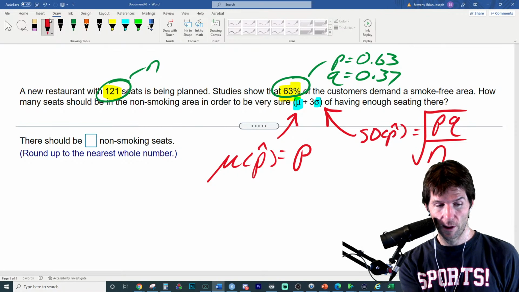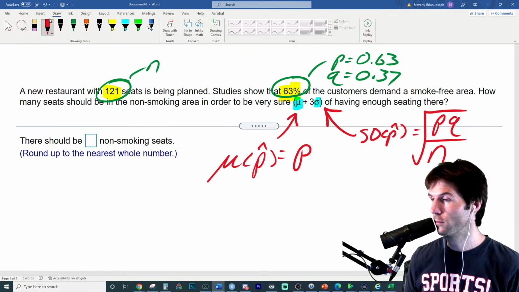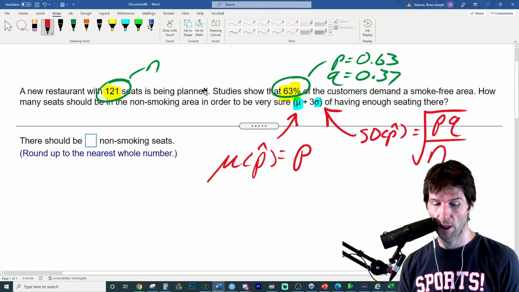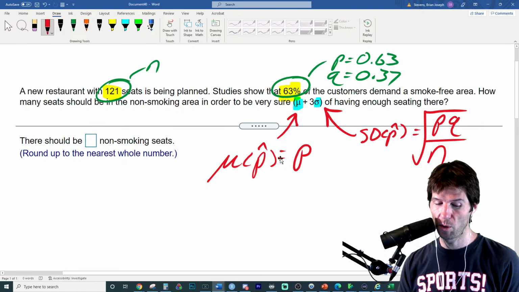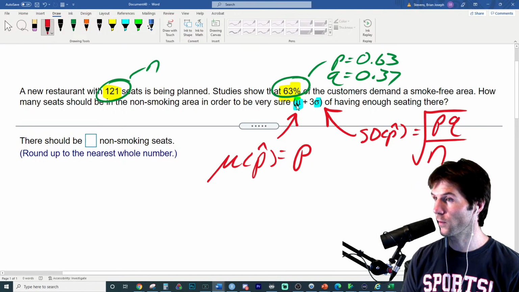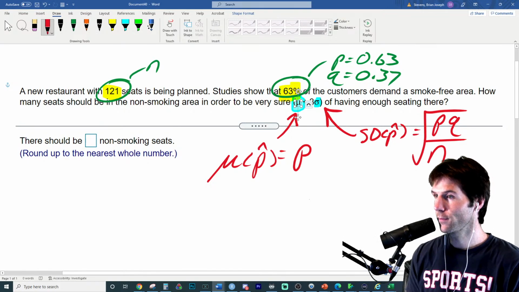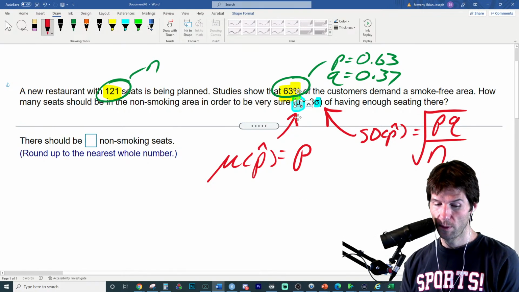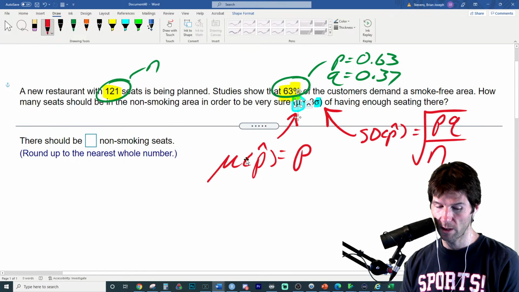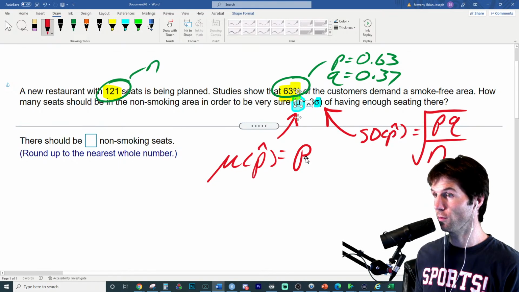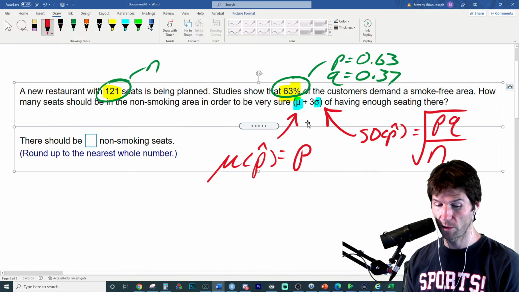So what is mu? We're saying mu is mu p hat, and mu p hat is p. So what's the answer to the first thing right here? Just follow the order. Mu is equal to mu p hat, because that's what the mean is going to be. And mu p hat is equal to p. What's the first answer? The first number we're looking for is what?